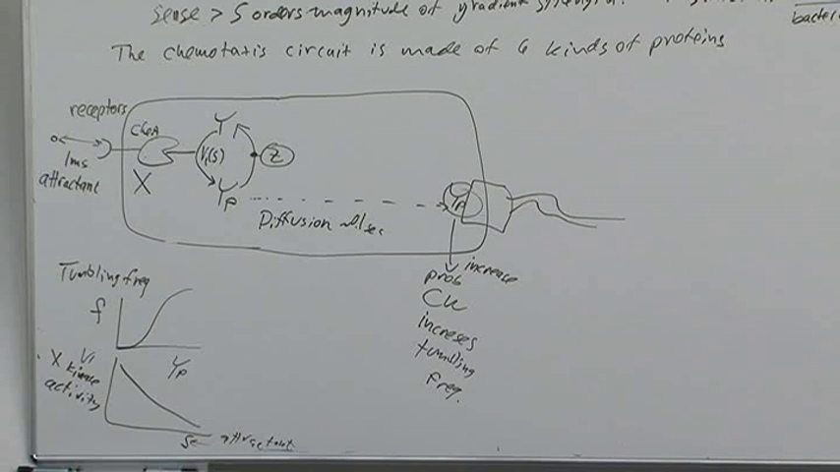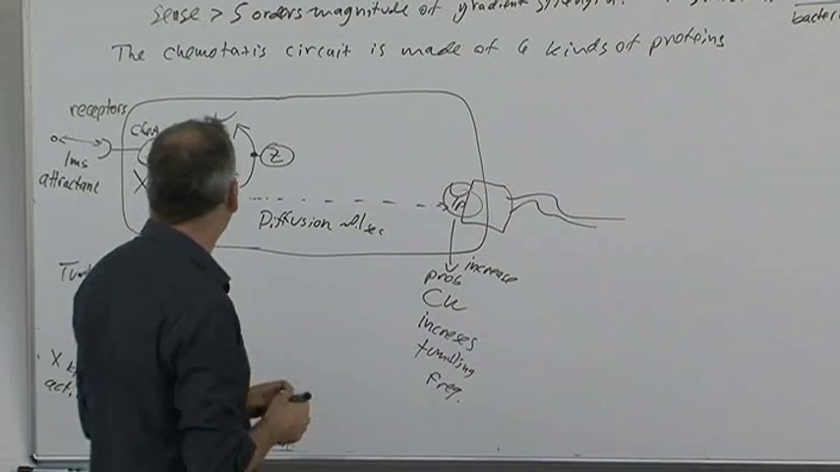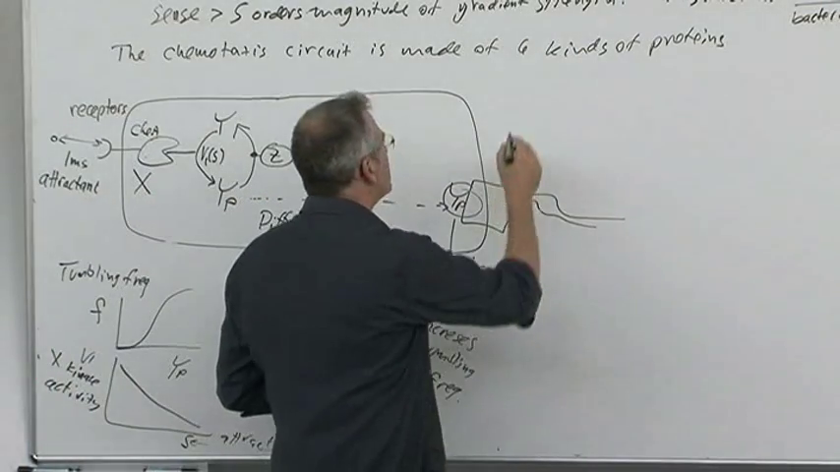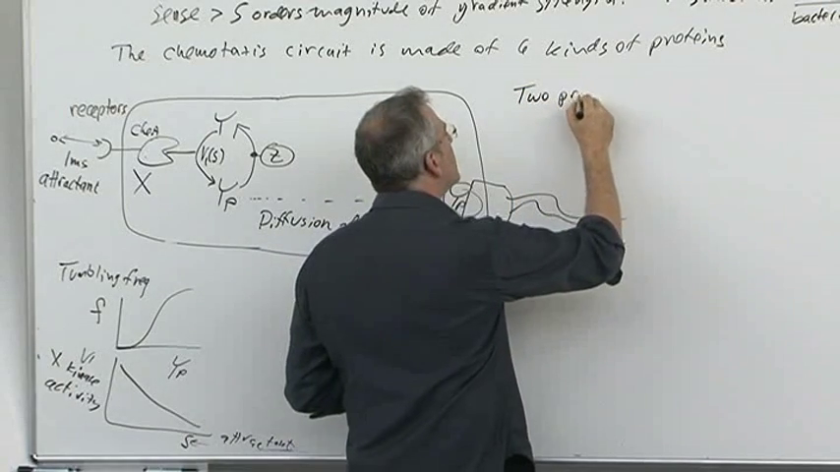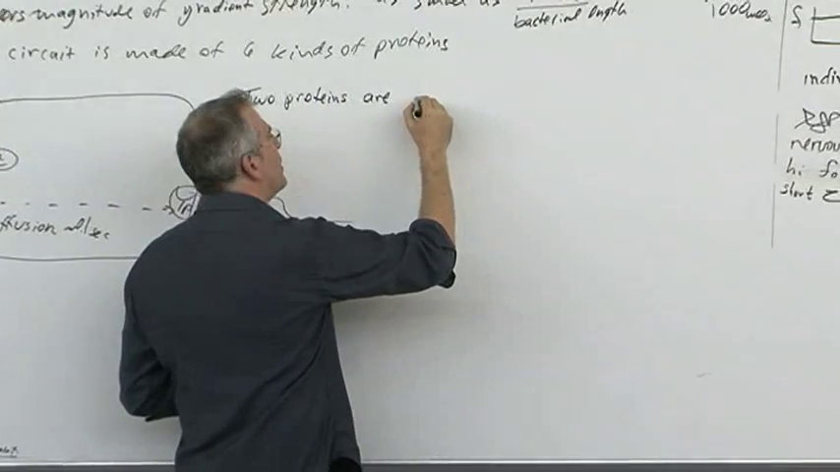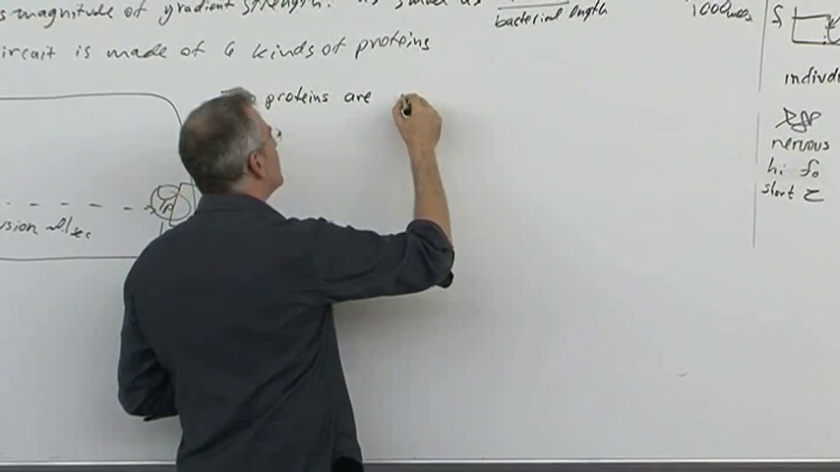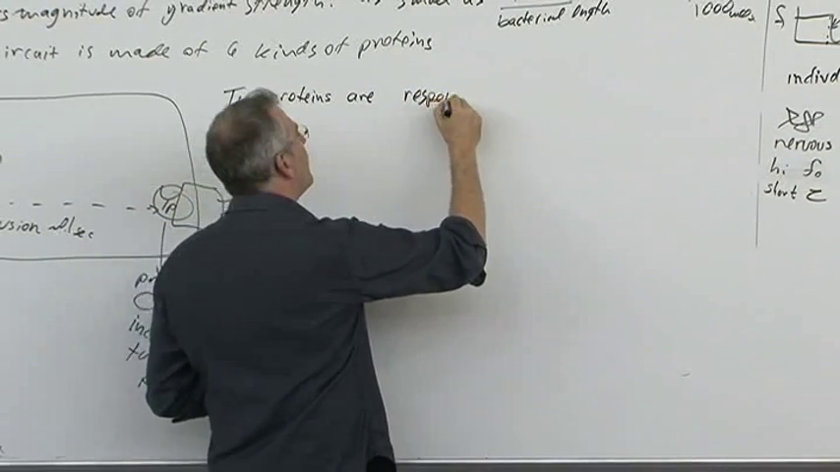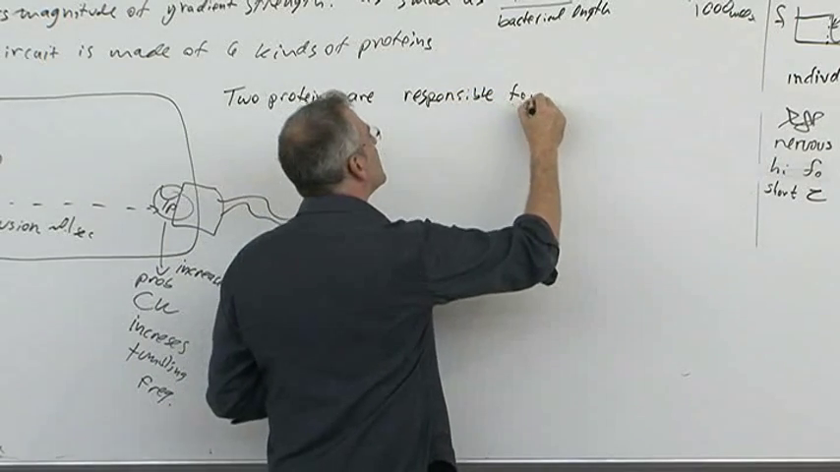Now, if I have a lot of attractant around, Y phosphate is low. There's low tumbling frequency. What's the problem? Did we solve the circuit? How does adaptation happen? The attractant is still around. Kinase has low activity. There's low Y phosphate. How does it go back up? So there are 2 more proteins here in the circuit. These 2 proteins are necessary and sufficient for adaptation.